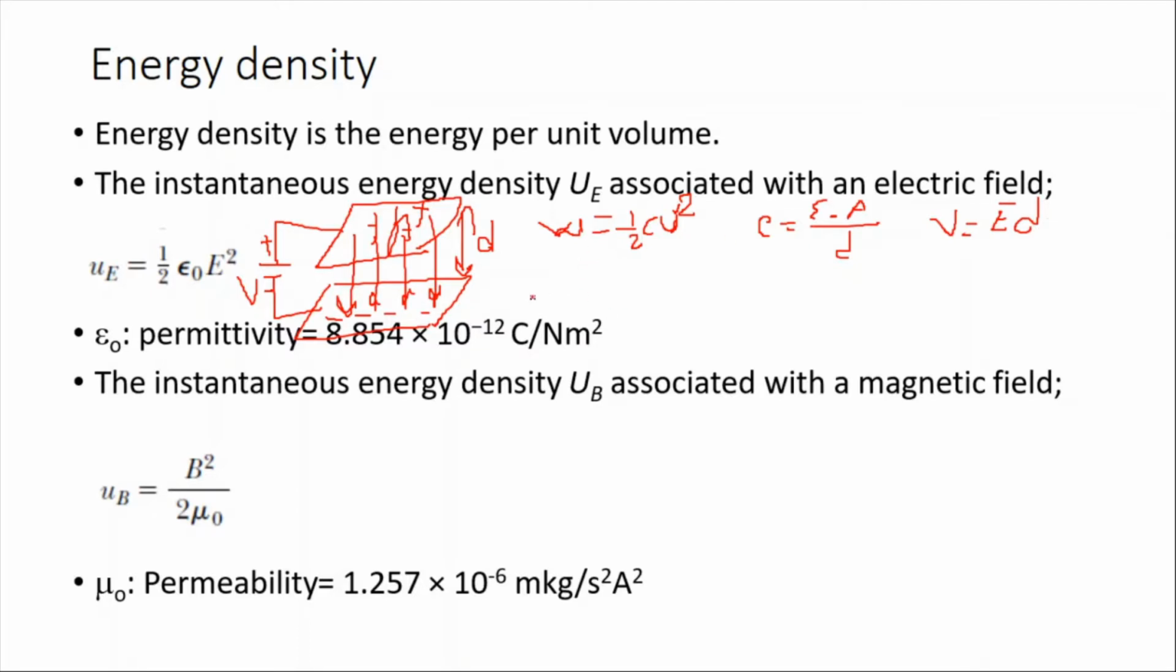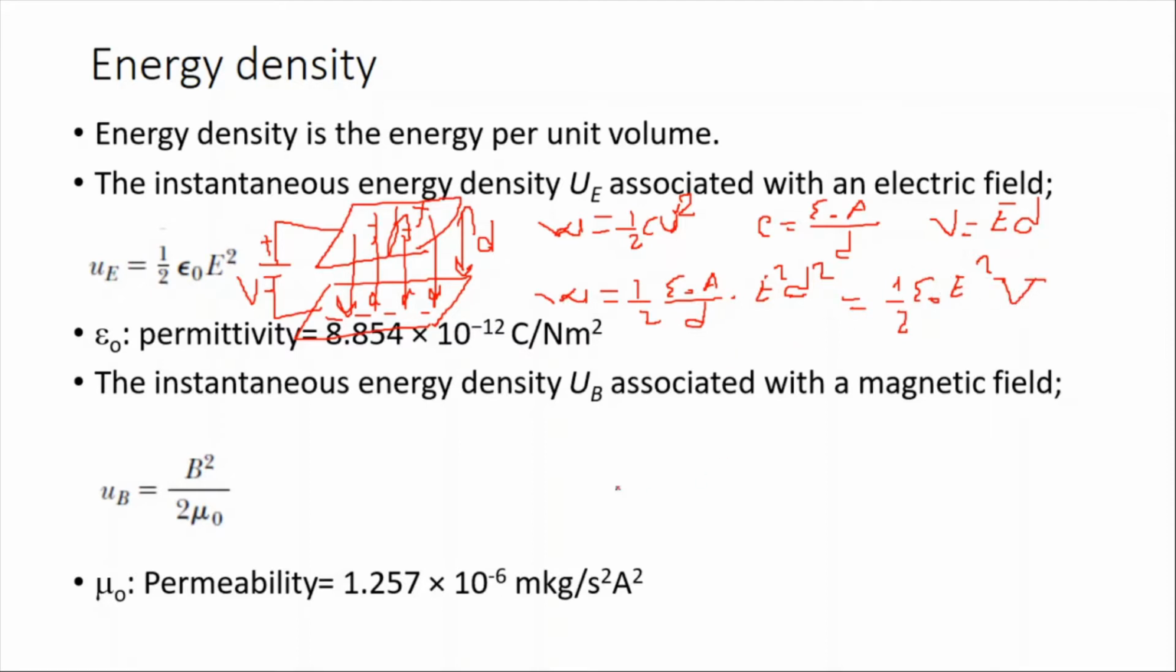So now we know that the energy stored will be equal to 1 over 2. Instead of C, I'm going to write epsilon 0 A over D, times V square, which is E square D square. The D and D cancel each other, and we get 1 over 2 epsilon 0 times E square times A times D. A is the area, D is the distance, and A times D gives us volume. So the energy is equal to 1 over 2 epsilon 0 E square times volume.